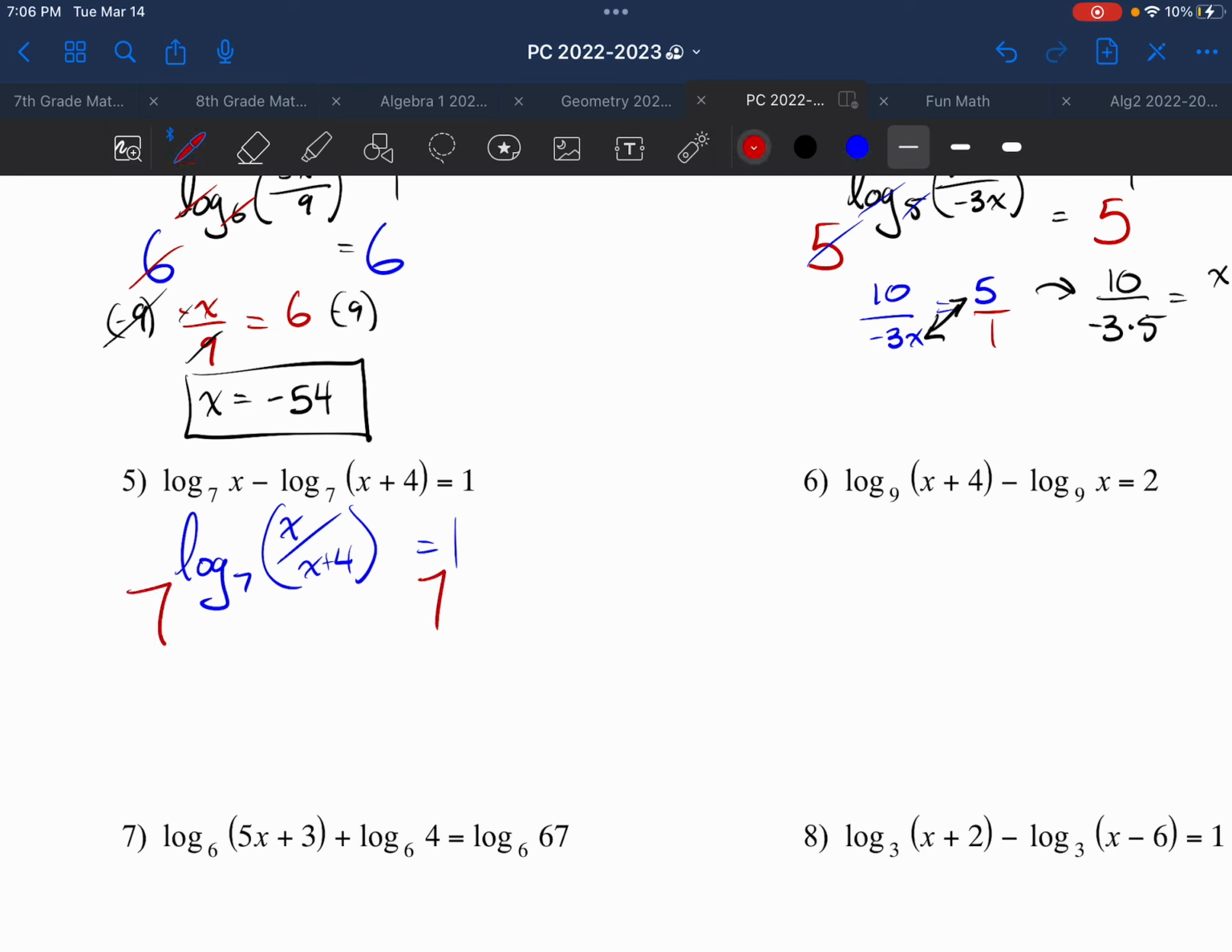7 to the power of that is equal to 7 to the power of that, and we'll move the equal sign down so it looks like an actual equation. Things cancel out. The 7 and the log are gone, leaving me with x divided by x plus 4 is equal to 7 to the power of 1, which is just 7.